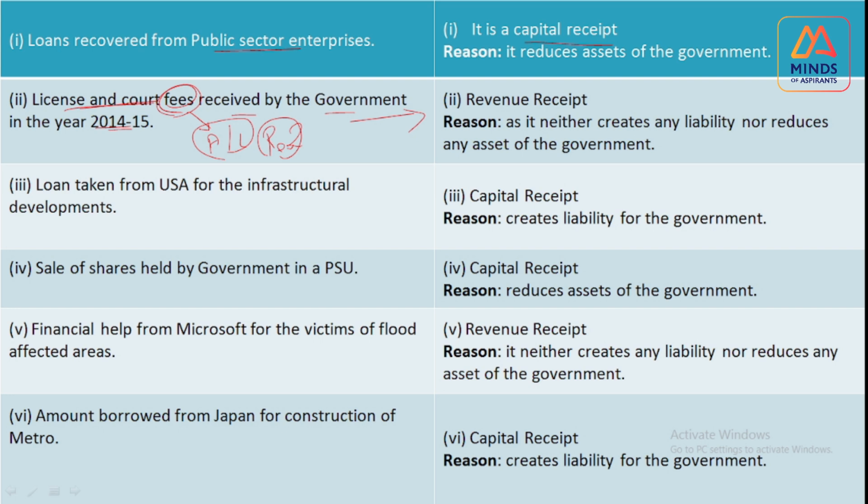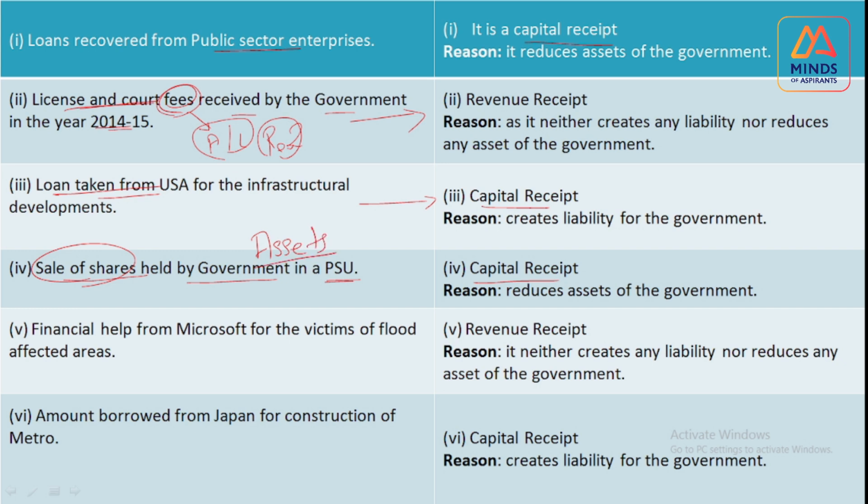Okay. Now, obviously we have seen this example. There is no need to further discuss this. It is a capital receipt. Then, sale of shares held by the government in public sector. Obviously, it is a capital receipt. How? The sale of shares reduces the assets of the government.